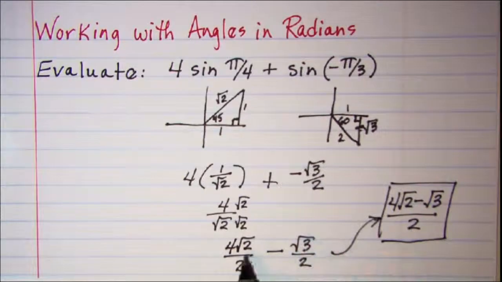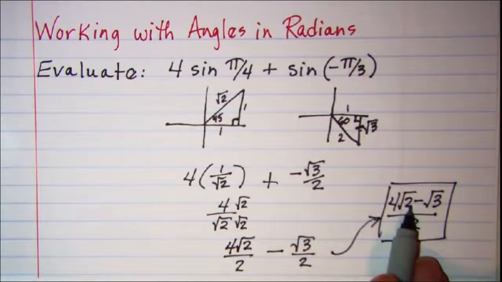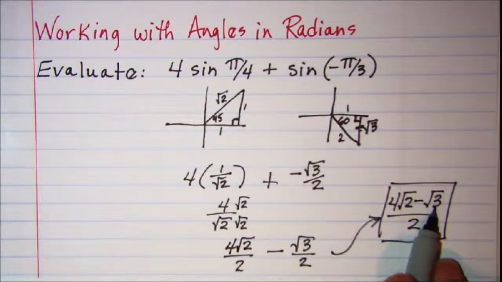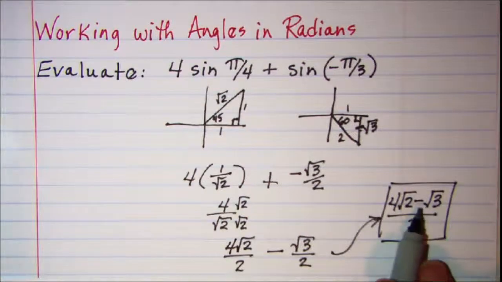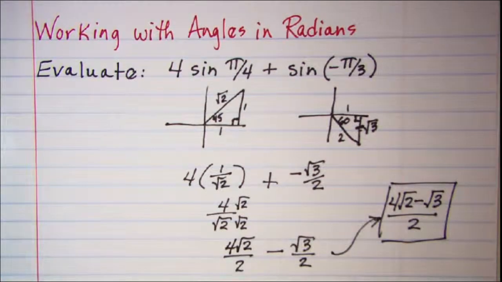Now notice we cannot combine the radical 2 and the radical 3, because even though they're both irrational, they need to be like terms in order to combine those. So this is our final answer. Let's do one more.